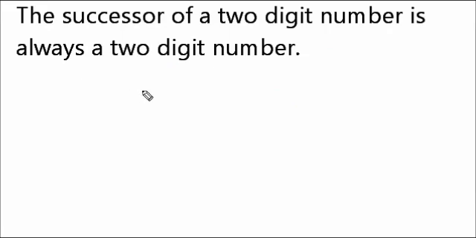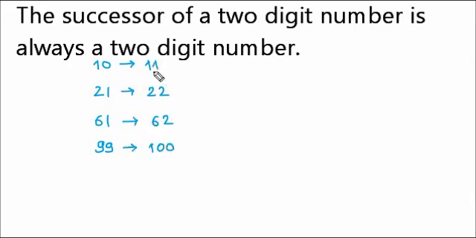The successor of a 2-digit number is always a 2-digit number. So let's take the smallest 2-digit number which is 10. Greatest which is 99. Now what is the successor of 10? Successor of 10 is 11. So we see here in all these cases the successor is 2-digit, but in this case the successor is 3-digit. So the successor of a 2-digit number is always a 2-digit number is a false statement.